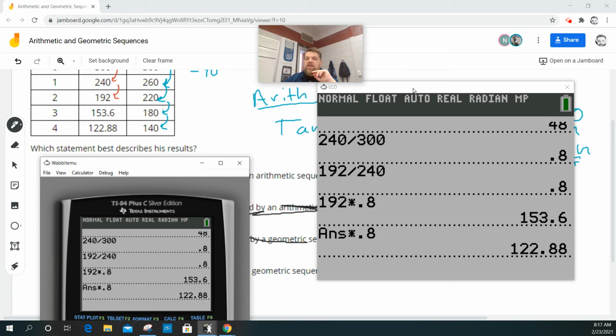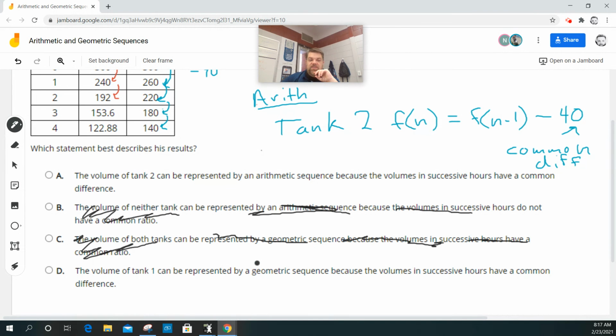Oh, we got to read it carefully. So look at this. Same thing as B. It says it can be represented by a geometric sequence because it has a common difference. Mr. Adams was acting like a student. I didn't read the sentence all the way through. Well, geometric sequences have common ratios. They don't have common differences. Common difference is only associated with arithmetic. So A is the correct answer. A is definitely the correct answer.